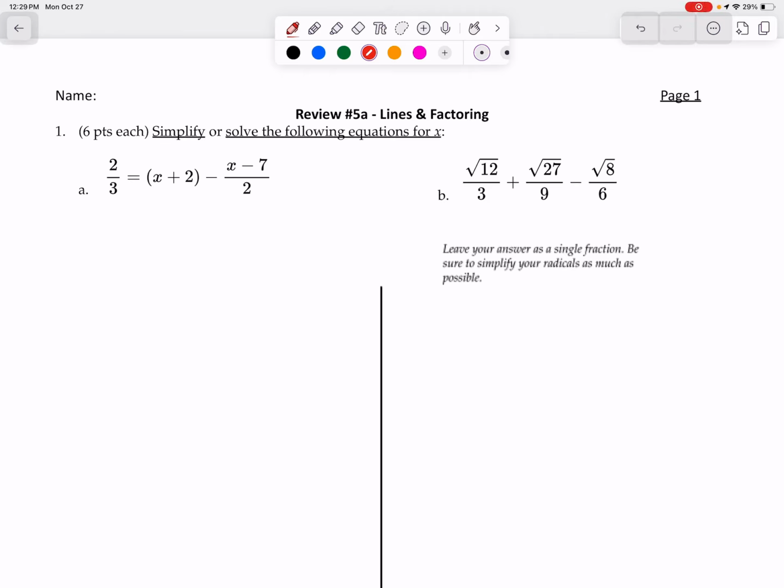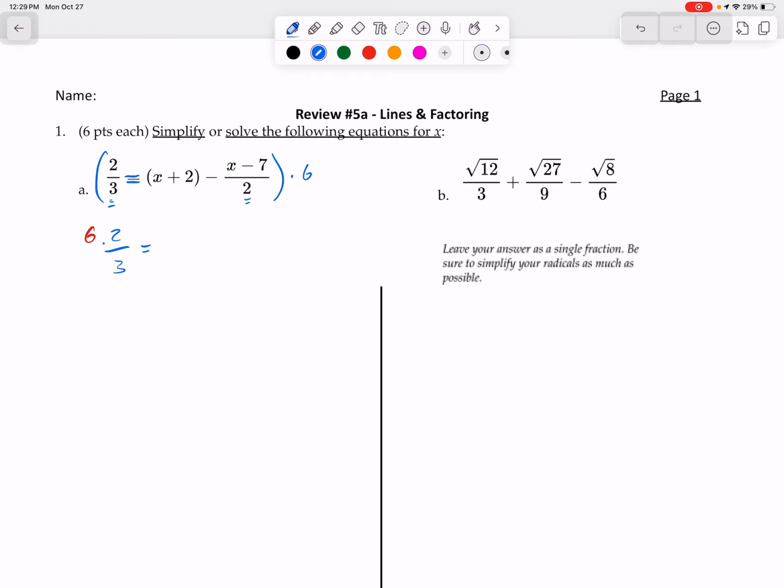Let's do review answers. So these should look super familiar. You've seen these in almost every review. A bunch of things with fractions and some of the distributive properties. So we'll go through. Because we have an equal sign here, we can multiply this by 6 and get rid of our denominators. I chose 6 because it's 3 times 2. It's our common denominator.